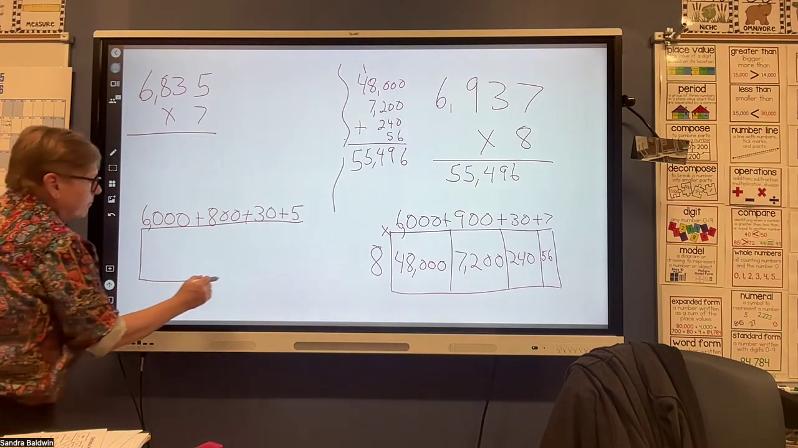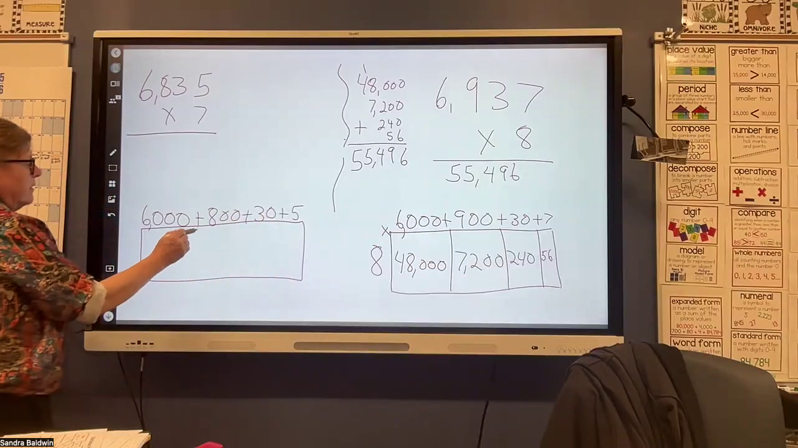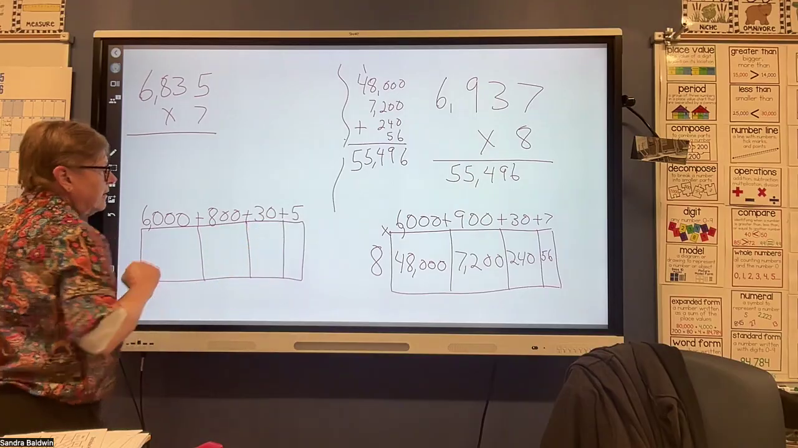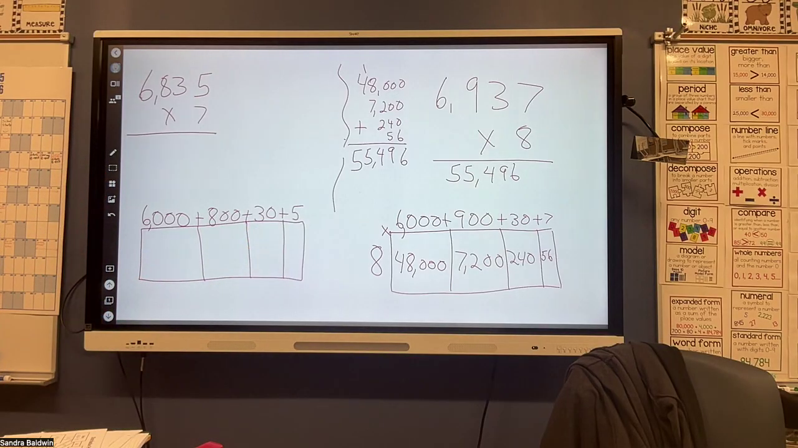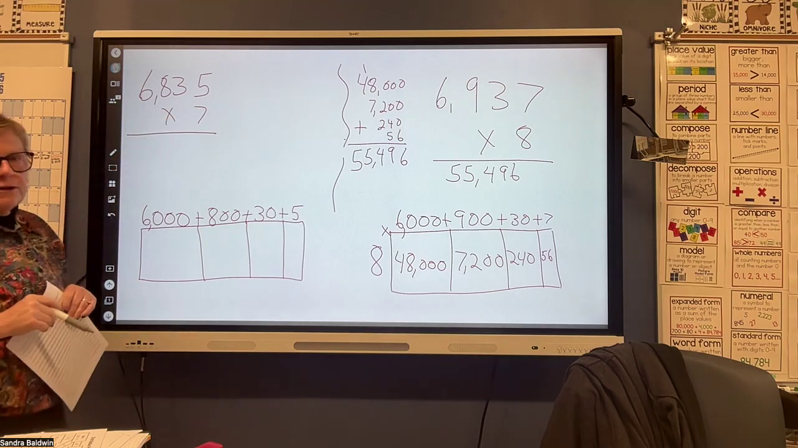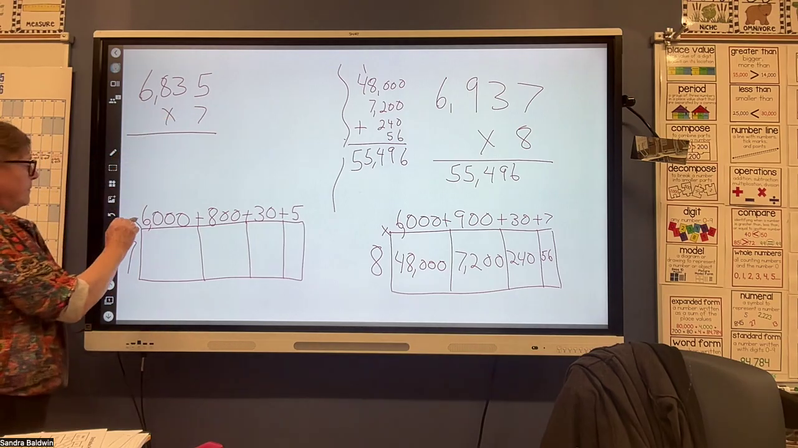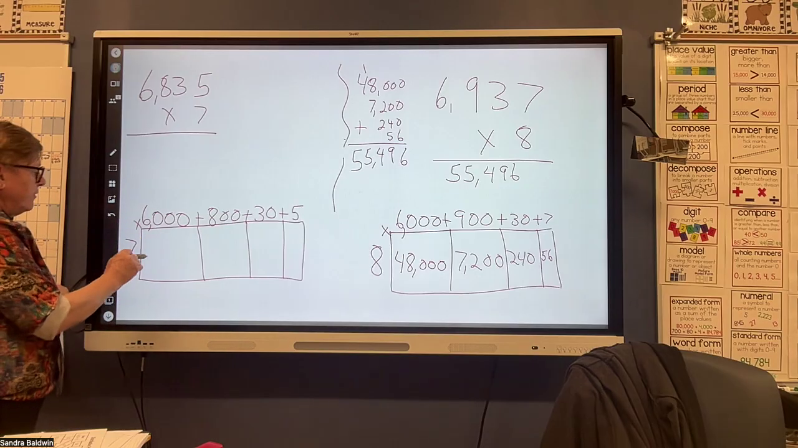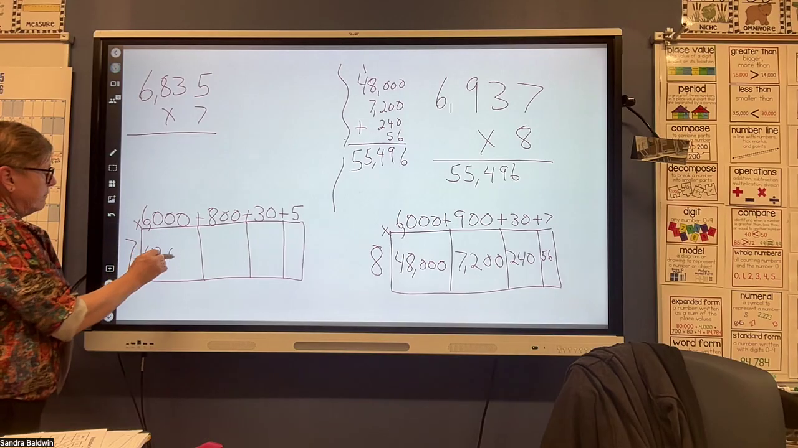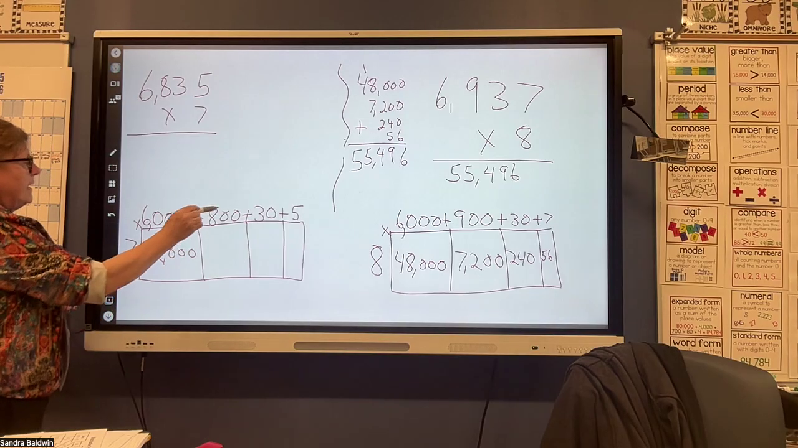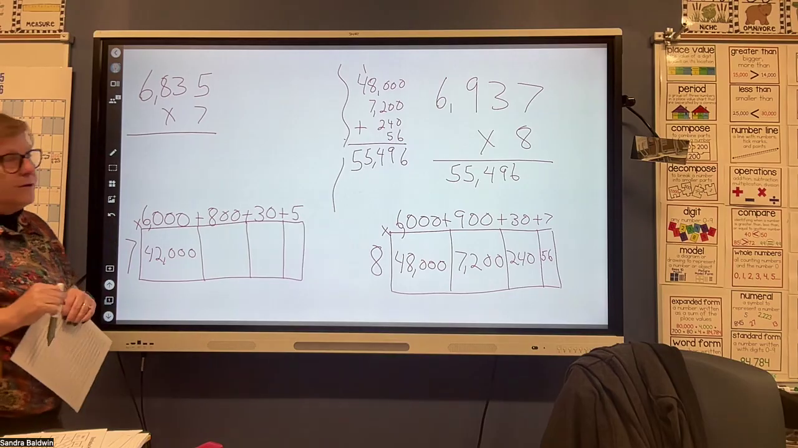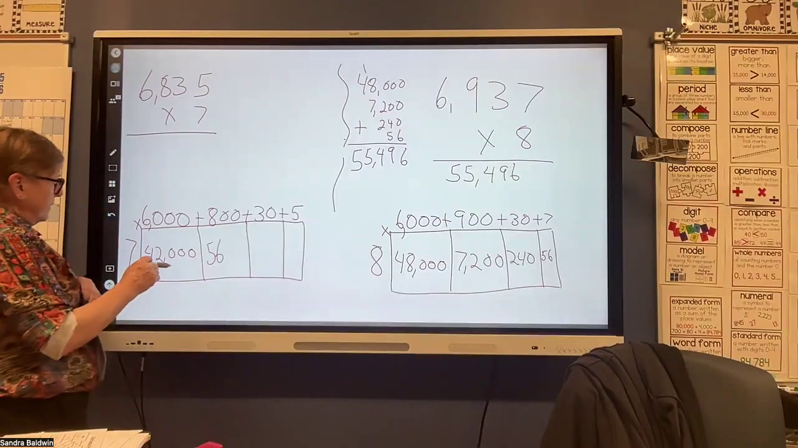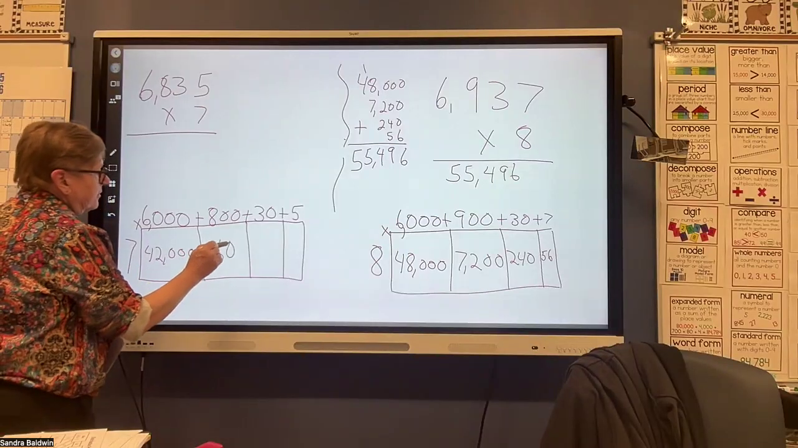I'll make my box. I'm going to put lines underneath the addition sign. Take my single factor of 7. I'll multiply my thousands place. 6,000 times 7 would be 42,000. 800 times 7 would be 5,600 because 8 times 7 is 56. But 800 times 7 is 5,600.